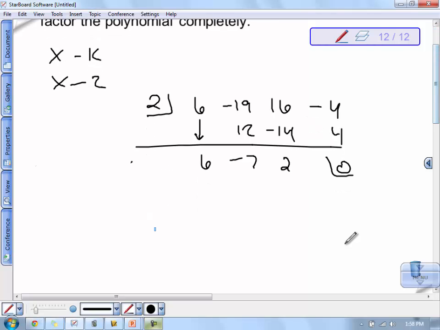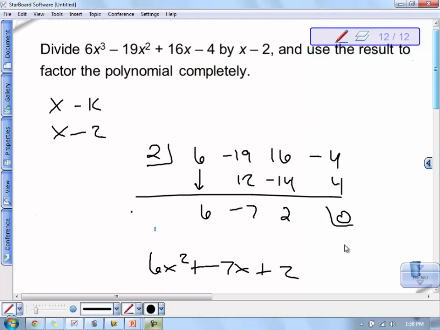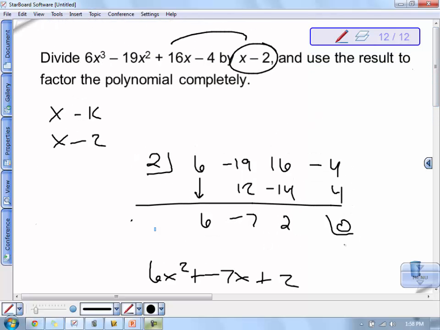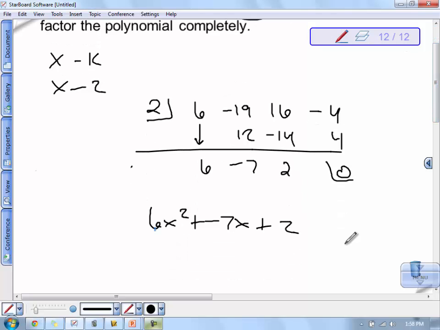So once again, if you do synthetic division, it's a little easier. You get 6x squared plus negative 7x plus 2 if you just put these coefficients into the quadratic. You know that if you divide a linear factor into a cubic, you're going to have a quadratic left over. And so you just attach x squared to the first term, x to the second term, and then leave the constant term. So this is my answer, and like I said before, that means that x minus 2 times this quadratic gives me this cubic right here.